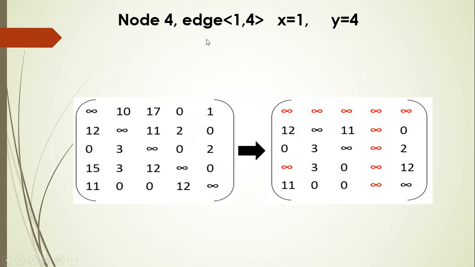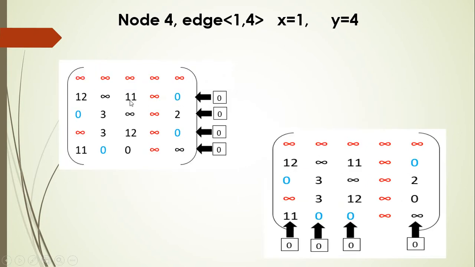Node 4, edge 1 to 4. Here we are traveling from 1 to 4, so x is equal to 1 and y is equal to 4. Make the infinities for first row, fourth column, and for 4 to 1.